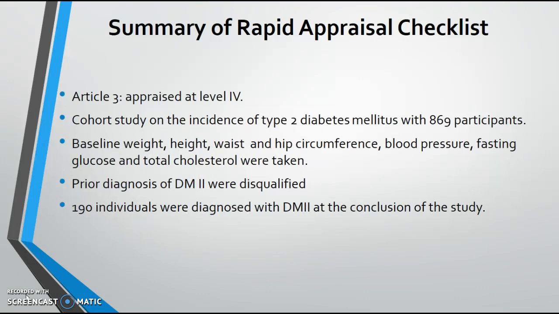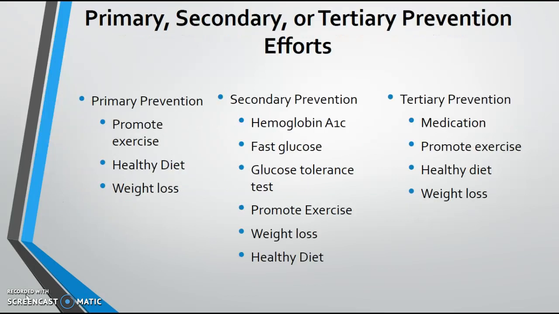Article 3, there was a cohort study done on the incidence of type 2 diabetes with 869 participants. They took all kinds of measurements. With a prior diagnosis of diabetes, you were disqualified. At the completion of the study, 190 individuals were diagnosed with type 2 diabetes.